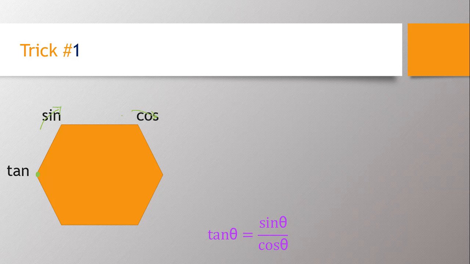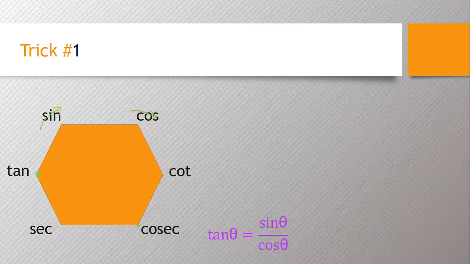Now on the next vertex we write cot, opposite to tan, and then on the next vertex over here we write all the trigonometric functions starting with C, and only cosec is left, so we write cosec here, and then we are only left with the trigonometric function sec, so we write sec over here. So this is how we need to make our hexagon.